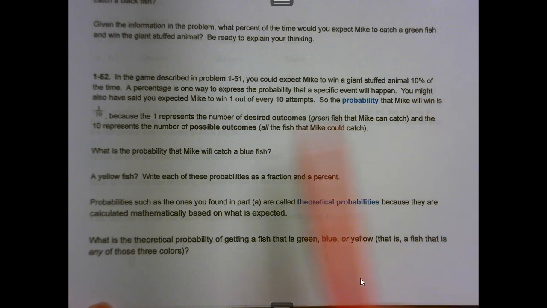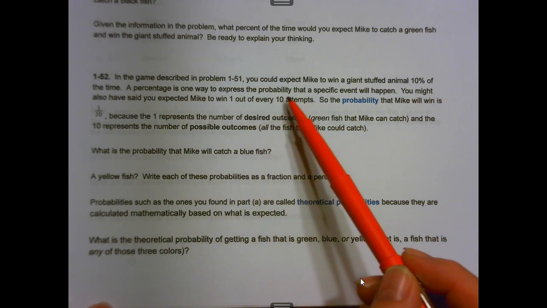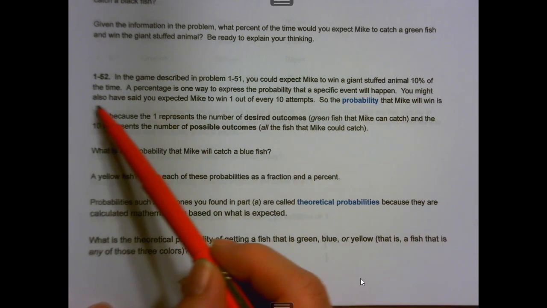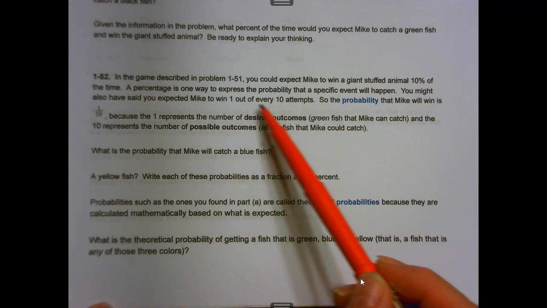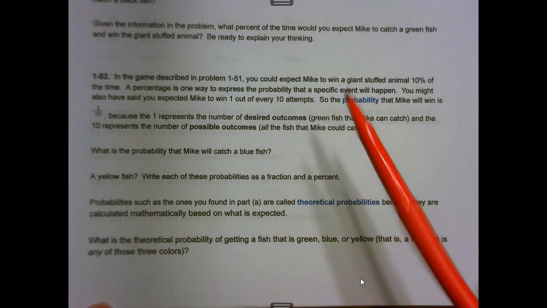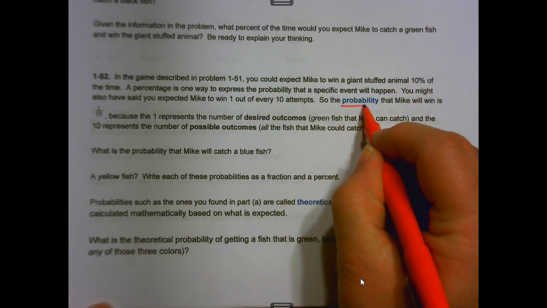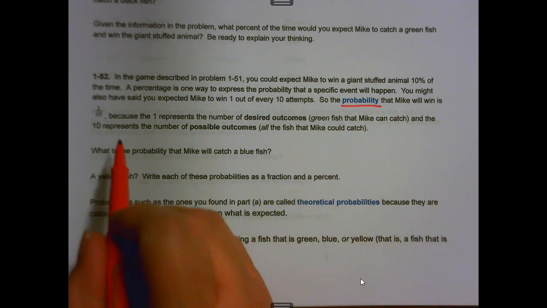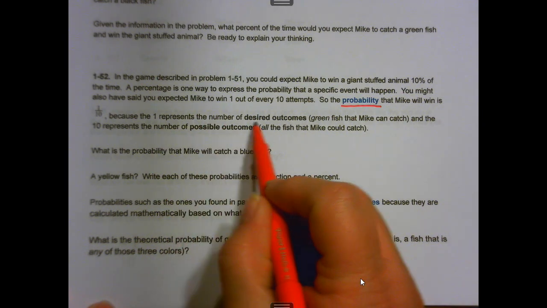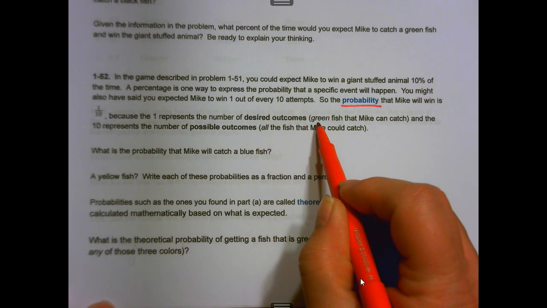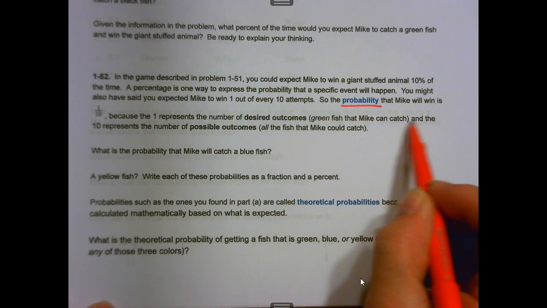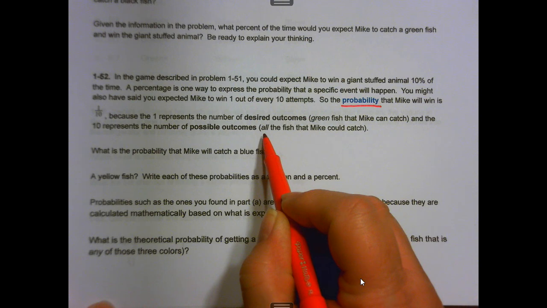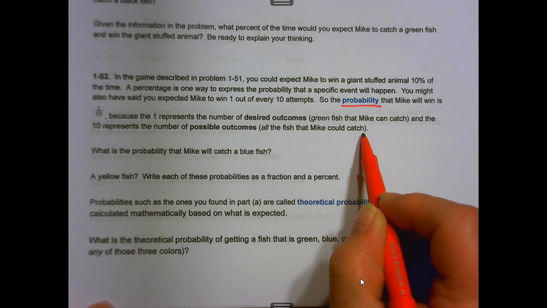of the time. A percentage is one way to express the probability that a specific event will happen. You might also have said you expected Mike to win 1 out of every 10 attempts. So the probability that Mike will win is 1 over 10, or 1/10, because 1 represents the number of desired outcomes, which is the green fish that Mike can catch, and 10 represents the number of possible outcomes. That would be all the fish that Mike could catch.